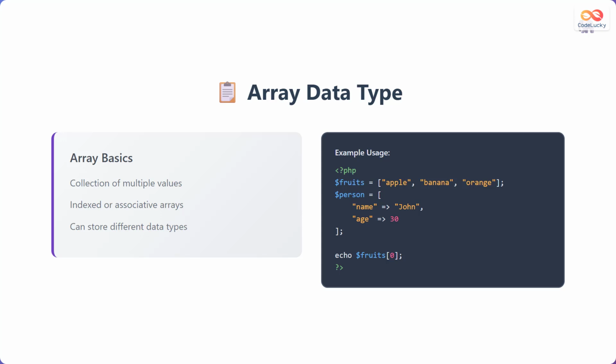The variable person is assigned an associative array, with keys like name and age. You can access individual elements of an array using their index or key. Here we are accessing the first element of the fruits array using the index 0.